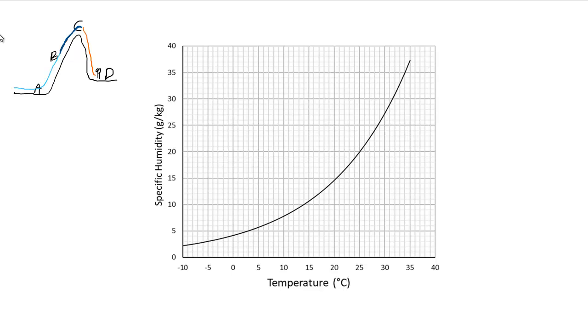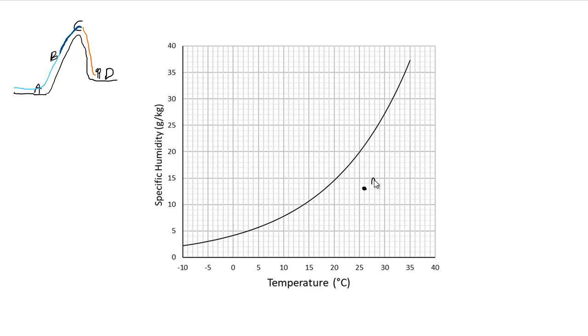We want to trace the fate of this air mass in terms of its temperature and its moisture content as it goes from A to B to C to D. The incoming air mass, we're told, has a specific humidity of 13 grams per kilogram and a temperature of 26 degrees. So it plots right here at the black dot. This is where it is at A.